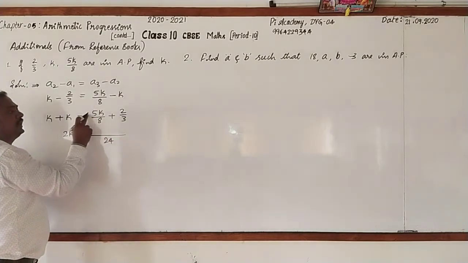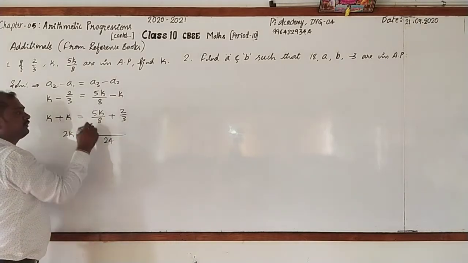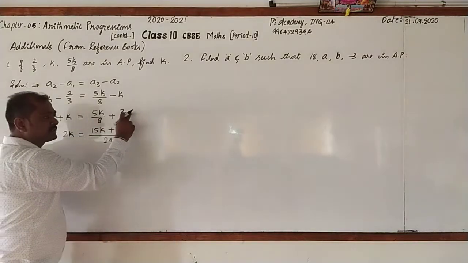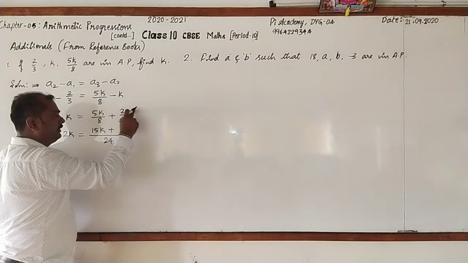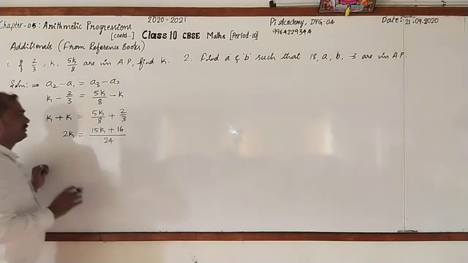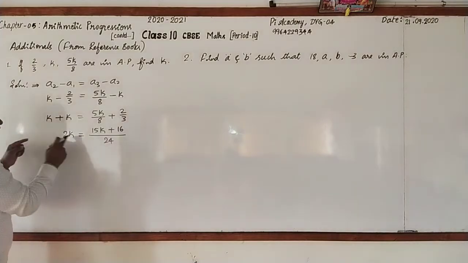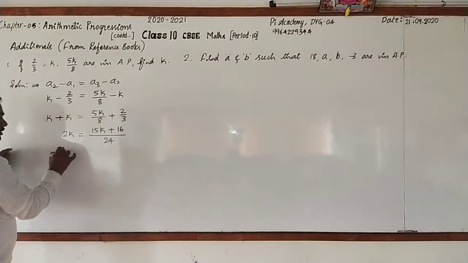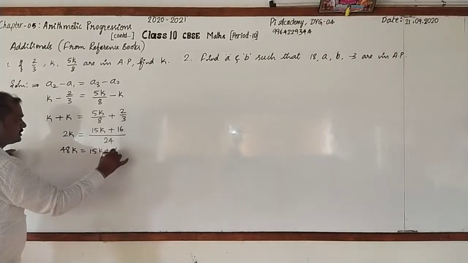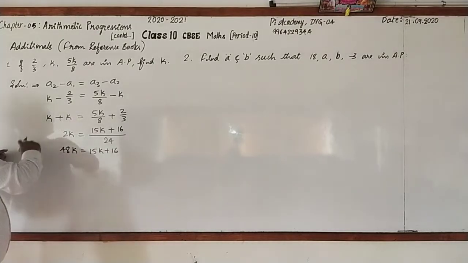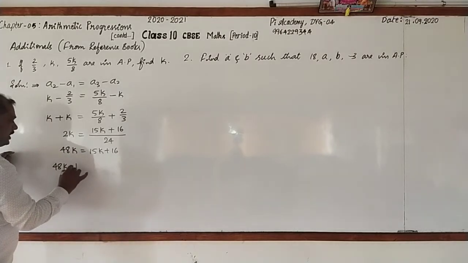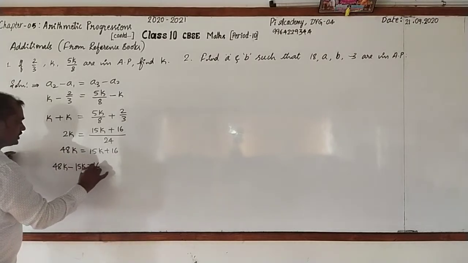Multiply 24 with 5k by 8. 8 threes are 24, 3 fives are 15, 15k plus. Multiply LCM with the second term. 3 8s are 24, 8 twos are 16. Clear? Now cross multiply. Here 24 twos are 48k, which is equal to 15k plus 16. Then transfer 15k to the left hand side. Here 48k minus 15k is equal to 16.